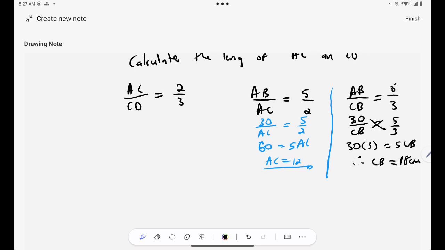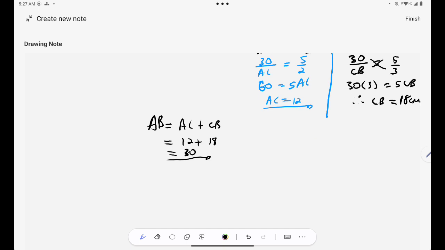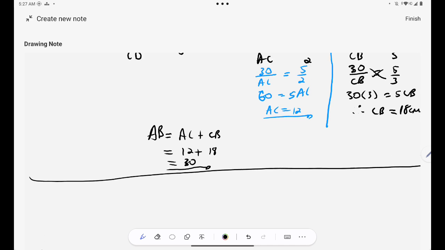But it makes sense. Why? Because the entire length of AB is made up of AC and CB together. AC is 12, CB is 18. When I add the two, I get 30 centimeters as I was given. The length was 30. Are we together, guys? So it's important to know the ratios. Please pause the video and do this example on your own.